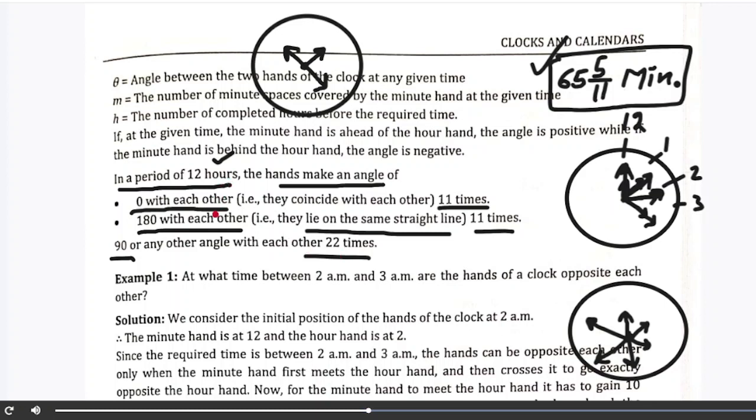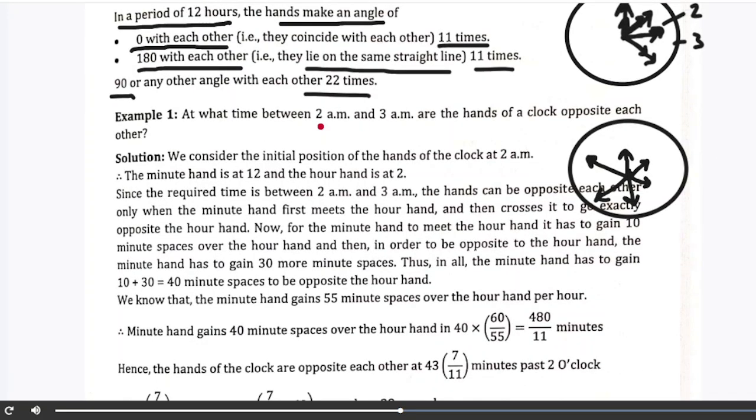In your exams, you get a question like this: in 2 days, how many times do they coincide, how many times do they make a 90-degree angle. So that straight away gives the answer. In 12 hours, they coincide 11 times, 24 hours, 22 times, 2 days, 44 times. If you talk about 90 degrees or 60 degrees or 50 degrees, in 12 hours they make it 22 times. In one day, it's going to be 44. In 2 days, 48 hours, it's going to be 88 times, 22 into 4. So you have to be very careful while answering these questions.